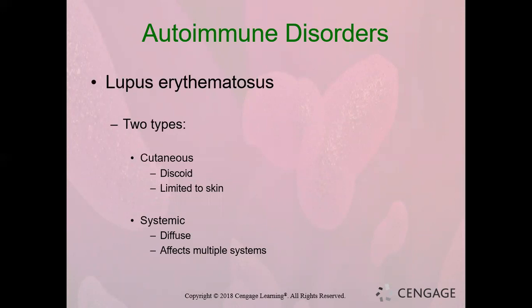Then we have lupus. There are 2 types. You really just need to know that there's lupus and that it affects multiple systems, and it's typically a diffuse problem. There is a cutaneous one, but I've never seen that, and so I just really want you guys to know that lupus is an autoimmune disorder.